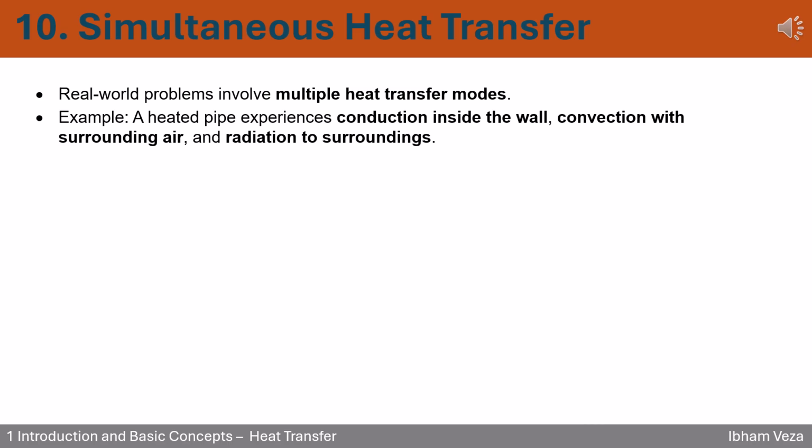For example, in a heated pipe, conduction happens through the pipe wall. Convection happens between the outer pipe surface and surrounding air. Radiation transfers heat from the pipe to the environment. This means you must analyze heat transfer holistically, not in isolation. Successful engineers always account for these simultaneous effects to design efficient systems.